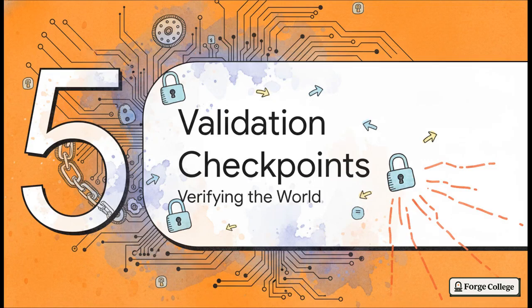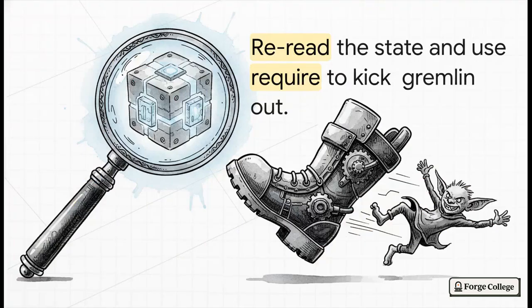All right, Section 5, Validation Checkpoints, Verifying the World. Now, in a perfect world, the checks effects interactions pattern solves everything. But what if your contract logic absolutely requires you to write data after making an external call? Well, in that case, you've got to use a validation checkpoint.